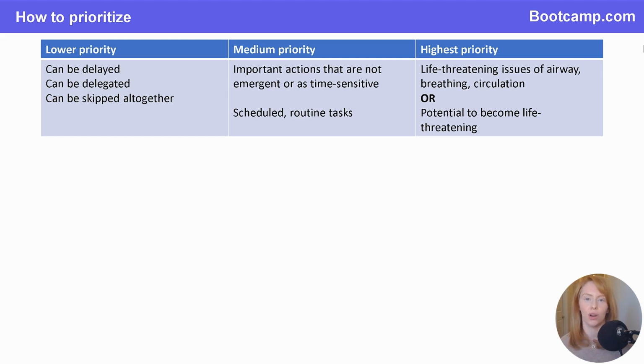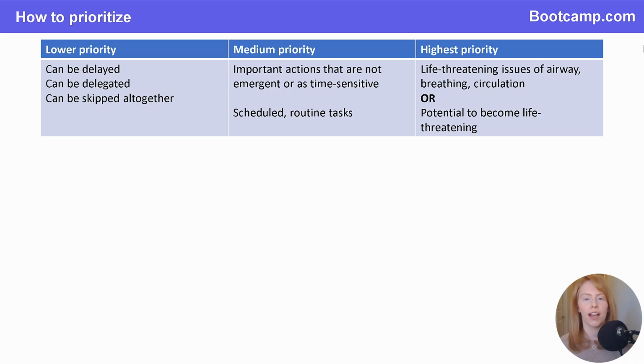And then finally, your lower priority actions. These are those things that can be delayed, delegated, or skipped altogether. One example might be providing client discharge teaching. Obviously, if that client is stable enough to go home, they're waiting on you, and that does have a sense of urgency to it, but ultimately, you're not going to have client harm if that's delayed.